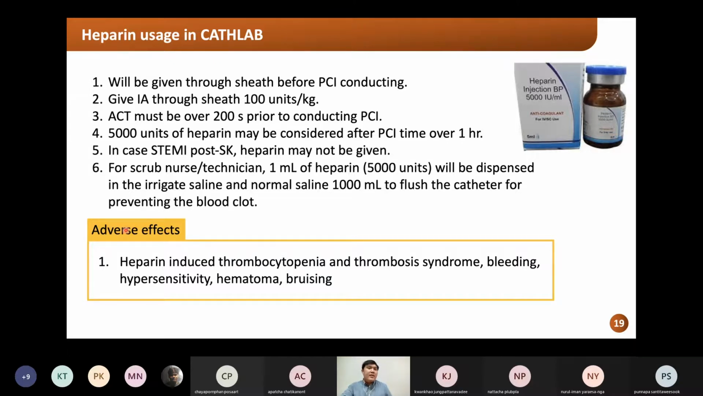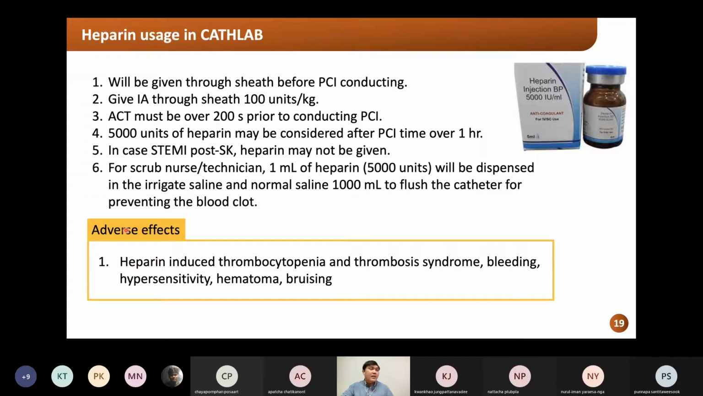And 5,000 units of heparin may be given again to the patient if the PCI goes on for over 1 hour. But anyway, after 1 hour of PCI, the ACT must be evaluated. The blood from the patient must be collected and the ACT tested to ensure that the clotting time already exceeds 200.